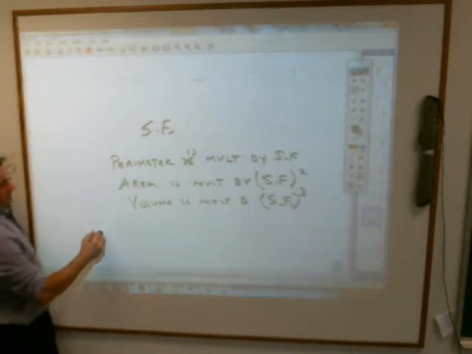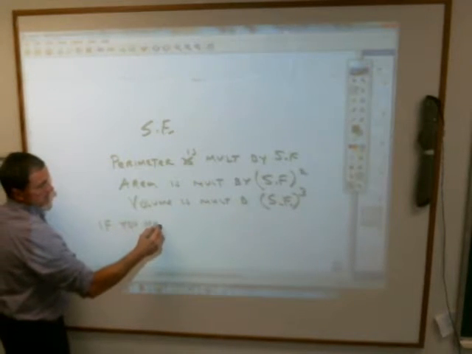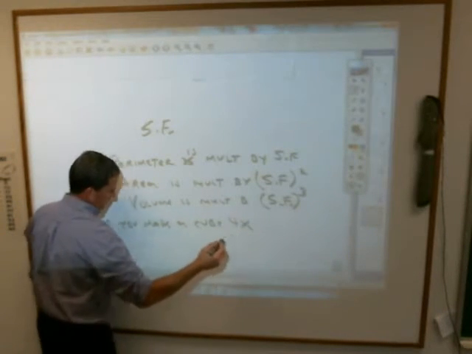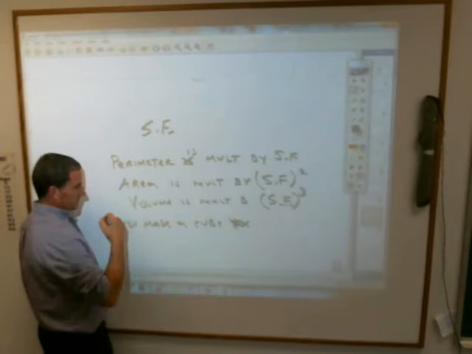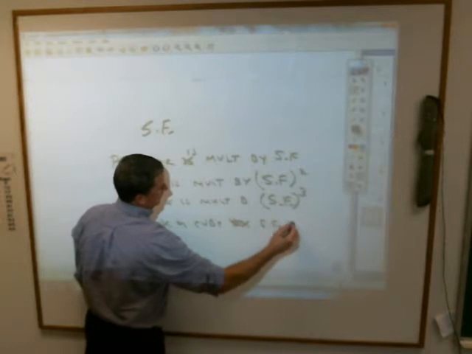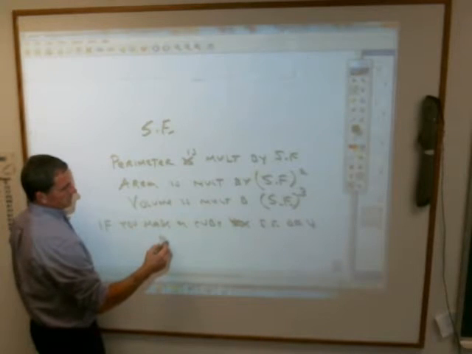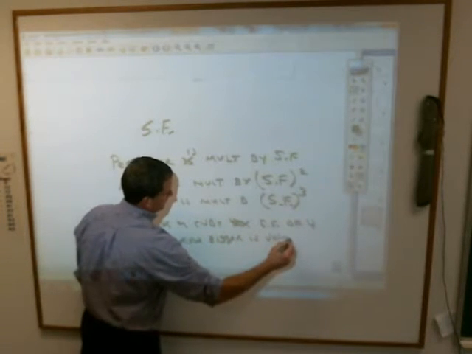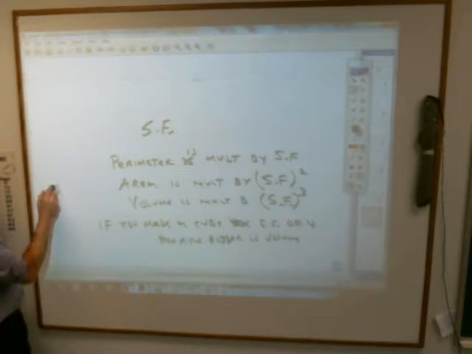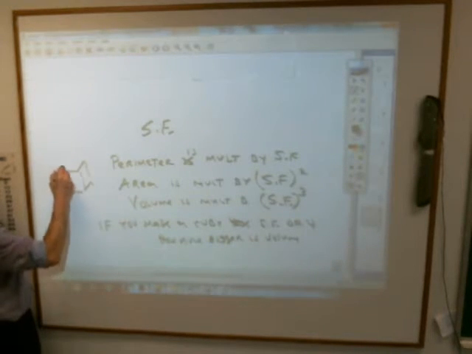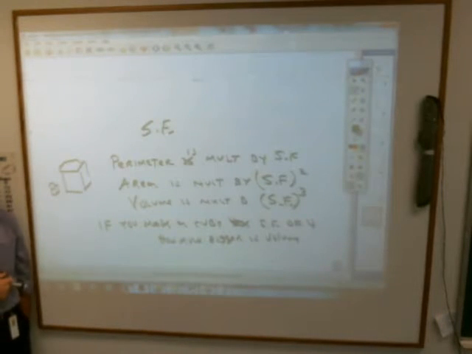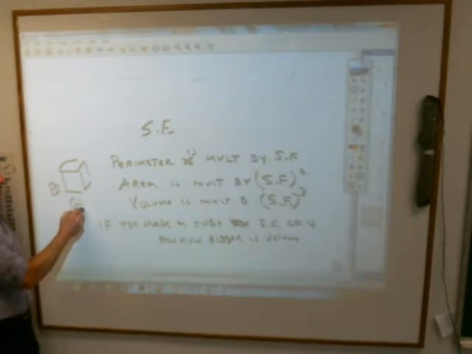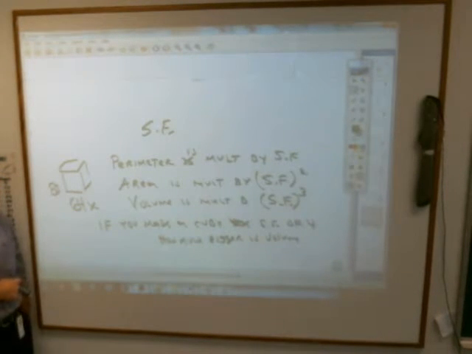Okay, if you made a cube 4 times bigger, well, wait. If you multiplied a cube by a scale factor of 4, how much bigger is the volume? If I started off with a 1-inch cube and made it 4 inches by 4 inches by 4 inches, how many times bigger is the volume of the bigger one than the small one? You'd ask yourself, what is the scale factor? And if you cube 4, 4 times 4 times 4, how many times bigger is it? 64 times bigger. The big cube is 64 times bigger.